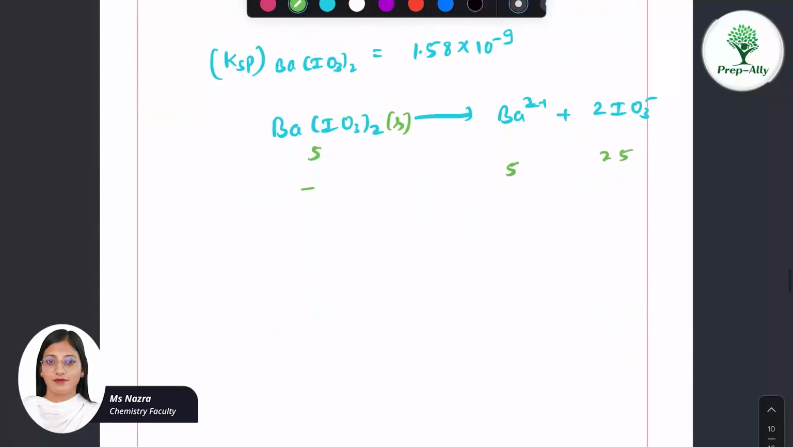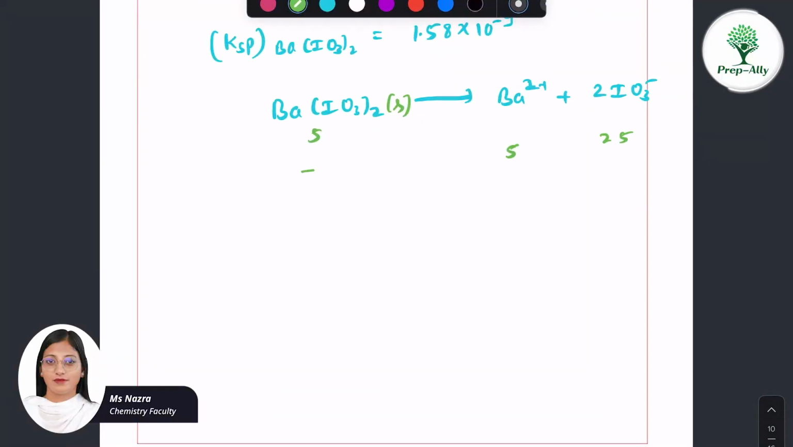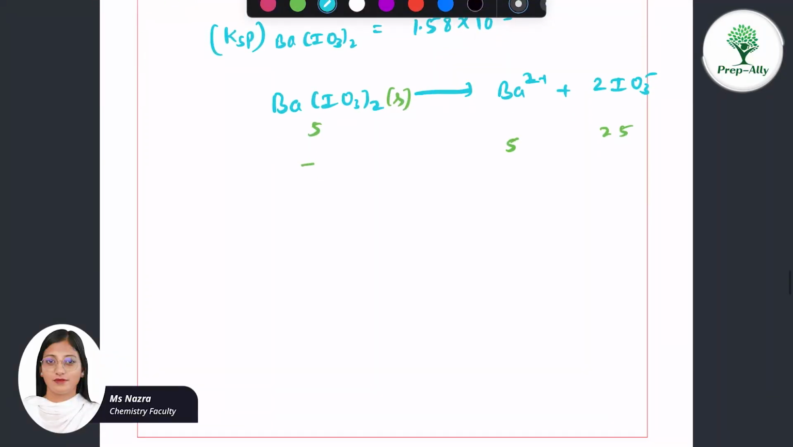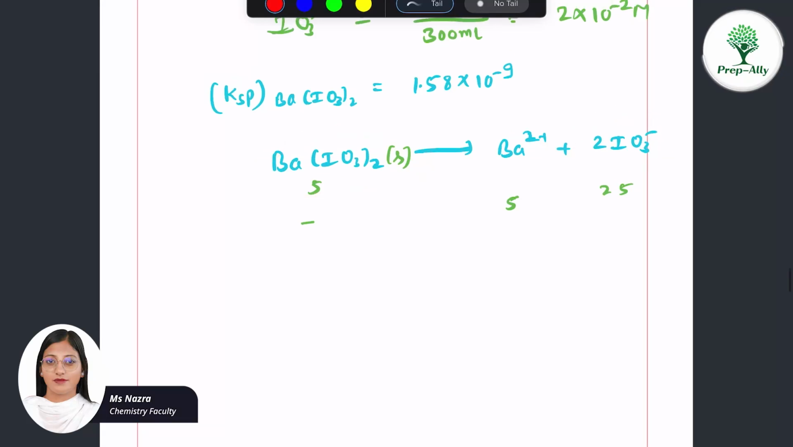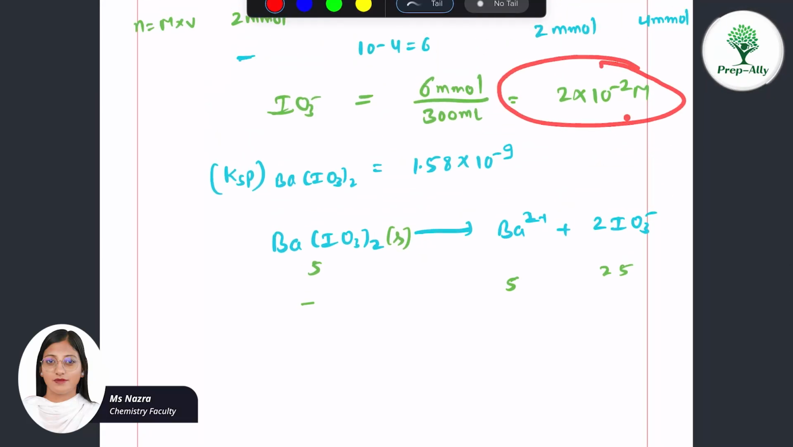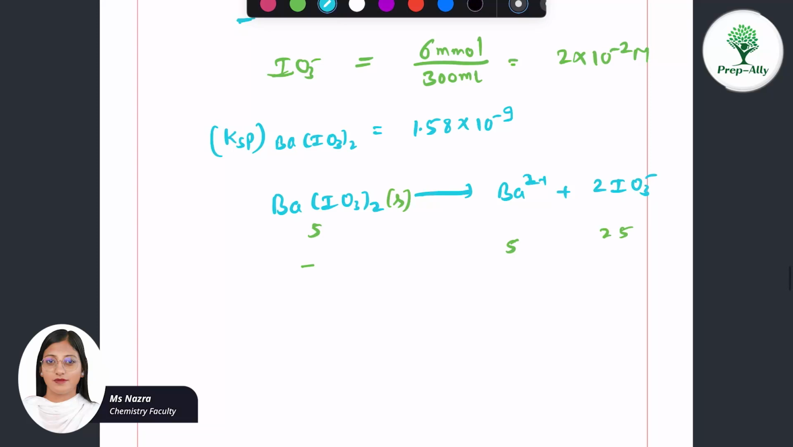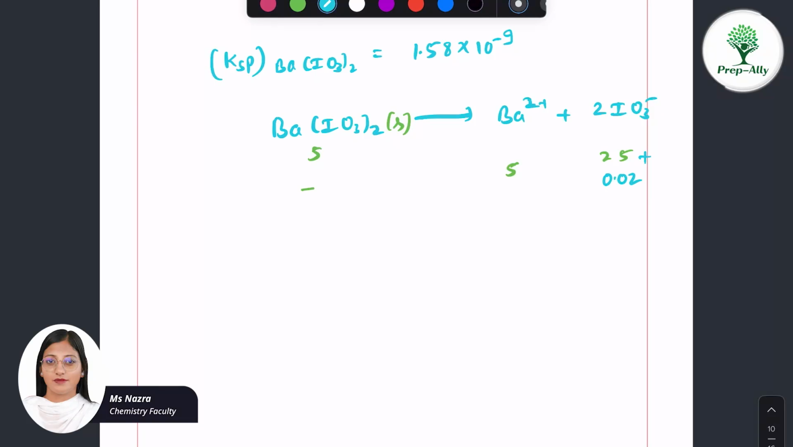Now see here, next step is, so can I say that I am getting 2s amount from the barium iodate of iodate ion and 2 into 10 to the minus 2 molar from the sodium iodate. So I'll add it over here plus 0.02. This is the overall concentration of iodate present in the mixture.